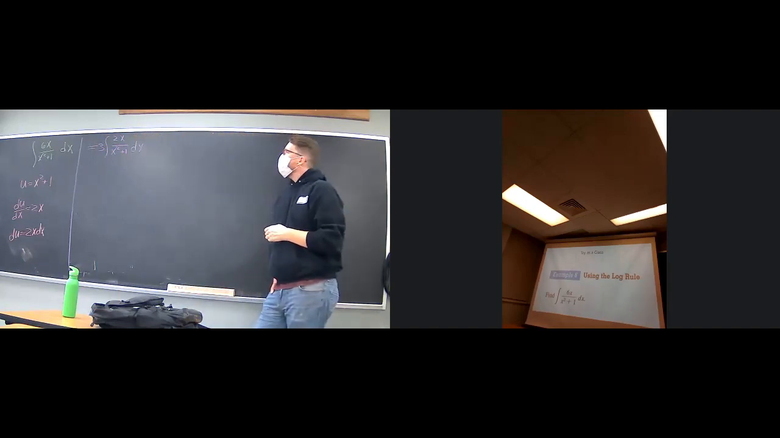Well, 6 is the product of 2 and 3, right? So why don't we bring that factor of 3 outside to get 3 times the integral of 2x over x squared plus 1 dx. That's a lot nicer, right? Because now we've got u sub here. Now we can say, all right, applying u substitution, this comes out to be 3 times the integral du over u.